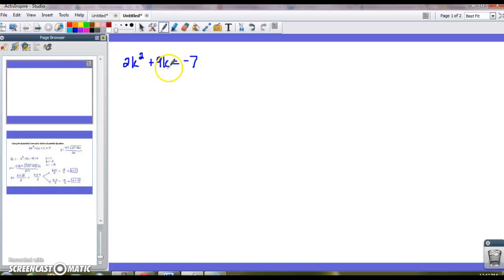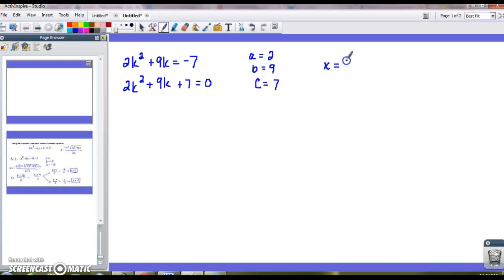But the one other important thing you want to do is make sure you have all of your terms on the same side of the equal sign. So the first thing I'm going to do is add 7 to both sides so I can move that 7 over to the other side. I know my a value is 2, my b value is 9, and my c value is 7.